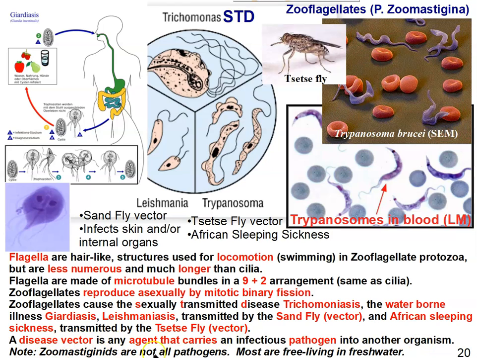And then the final thing here is to note that not all zoomastiginids are pathogens. As I said, most are actually free-living in fresh water. But we're looking at diseases here because that's what's important to us. And that's where we'll stop. We'll take a look at the next phylum next time.